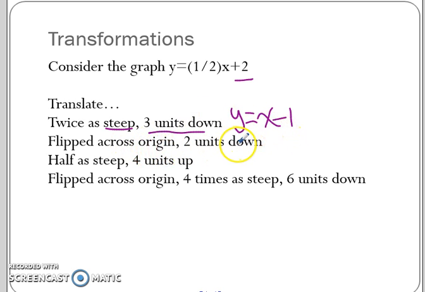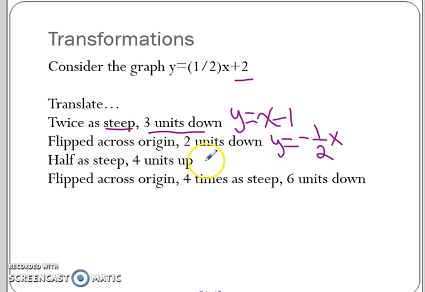Let's write the second equation. Flip across the origin. So right here, we're going to do negative. So instead of positive 1 over 2, negative 1 over 2. And then that's your new slope. And then 2 units down, subtract 2 from 2, which is 0. So I'm not going to do plus 0 here. That's your new equation.